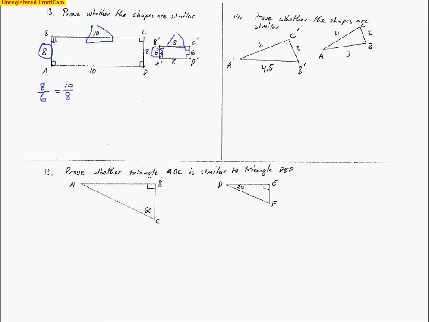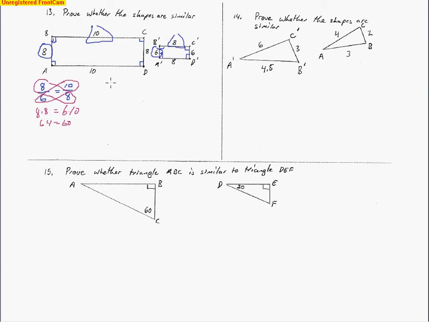Well, there's 2 ways to see whether these two ratios are proportional. We could either reduce them or cross multiply. And I'm going to choose to cross multiply here. So I'm doing 8 times 8, and I'm setting that equal to 6 times 10. And I see when I cross multiply, the numbers do not equal. And so what that tells me is that the shapes or the figures are not similar.